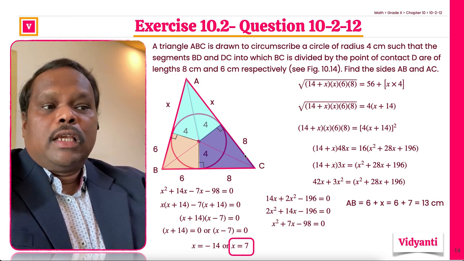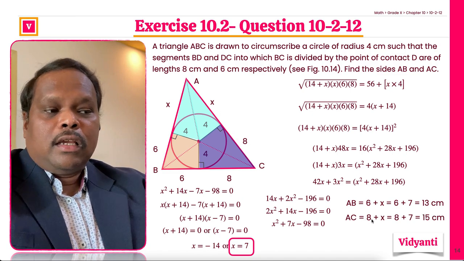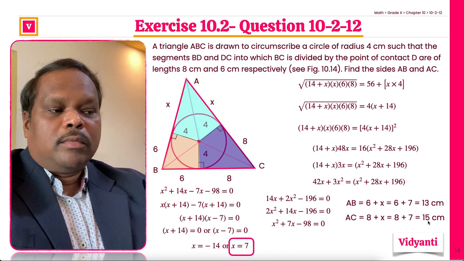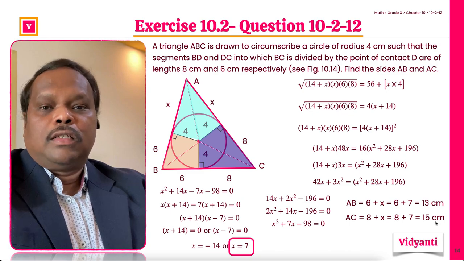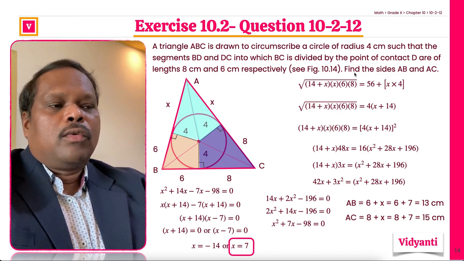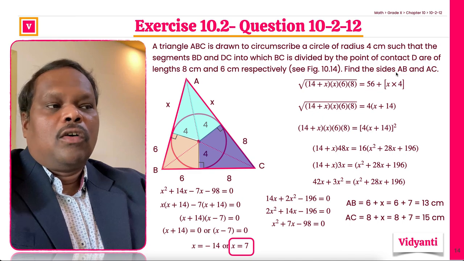Similarly, what is AC? x plus 8. x came out to be 7. 8 plus 7 is 15 centimeter. So your final answer, AB equal to 13 centimeter, AC equal to 15 centimeter. And that's your final answer, because your question was to find the sides of the triangle, AB and AC.